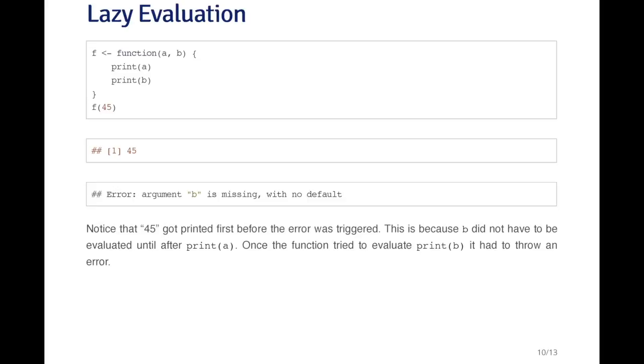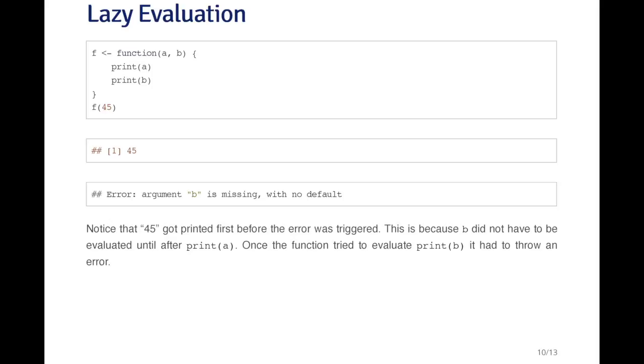Here's another example of a function that's only slightly more complicated than the previous one. This is another function that takes arguments a and b, but now the function prints out a and prints out b. When I call f of 45, look what happens. I get an error that says in print b, argument b is missing. What happened is that it printed out 45 because 45 was matched to the argument a.